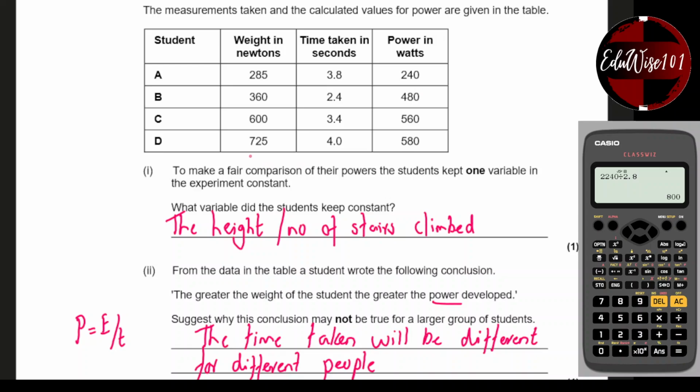So let's say here, person or student D has a weight of 725 newtons, the highest, and the time taken is 4 seconds. Well, maybe another person can actually run in half that time if they are fit. So that would actually change the power.